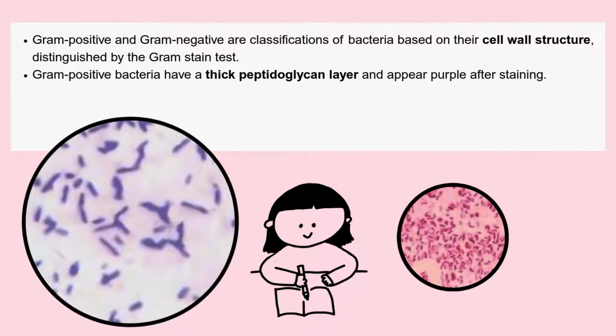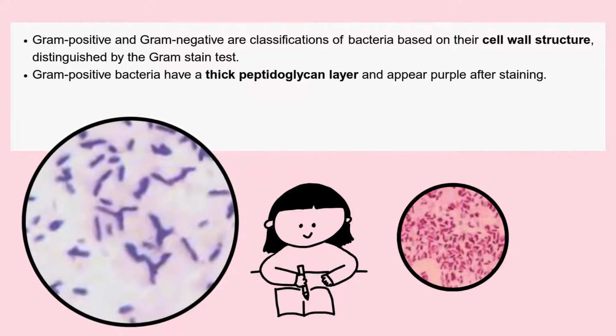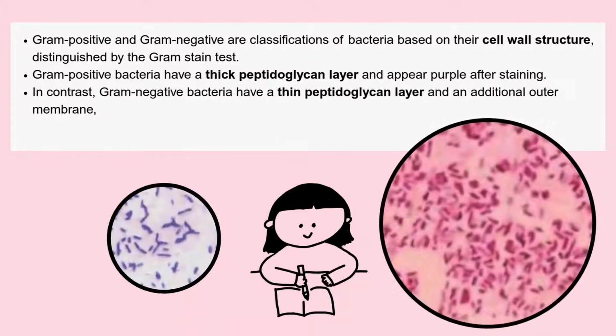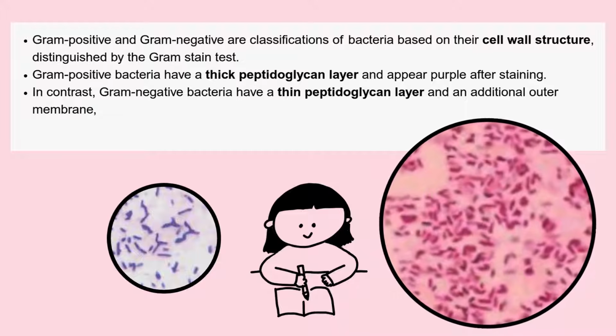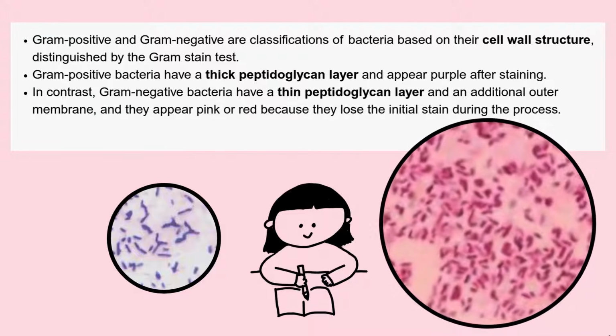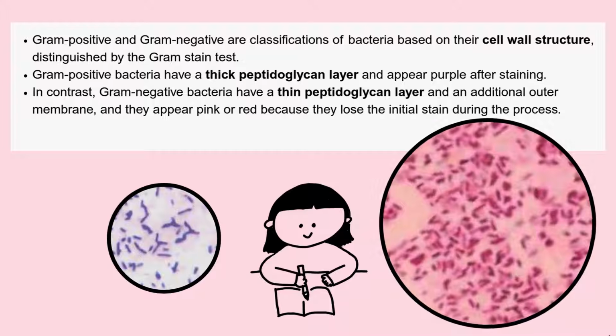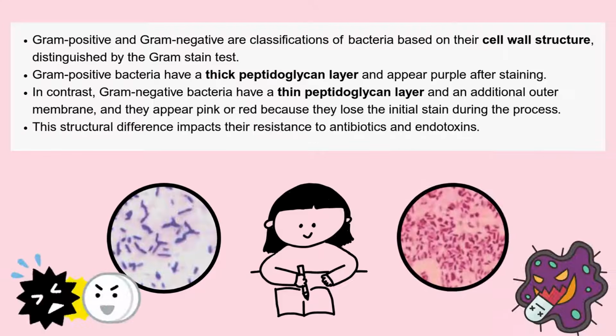Gram-positive bacteria have a thick peptidoglycan layer, and appear purple after staining. In contrast, gram-negative bacteria have a thin peptidoglycan layer and an additional outer membrane, and they appear pink or red because they lose the initial stain during the process. This structural difference impacts their resistance to antibiotics and endotoxins.